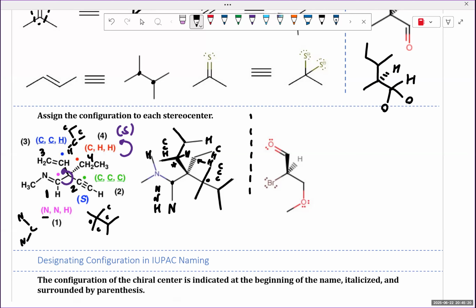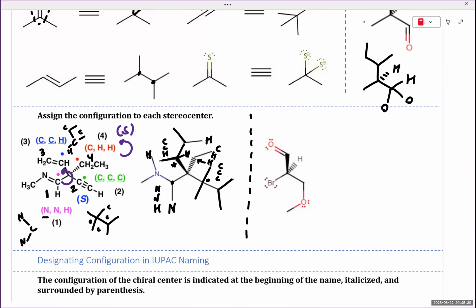I'd like you to take a moment, and if needed, you can redraw your structure using the expanded notation and expand out your complex groups. And I'd like you to assign the configuration to the stereocenter in the following molecule. So pause the video, work through this example, and then we'll discuss.